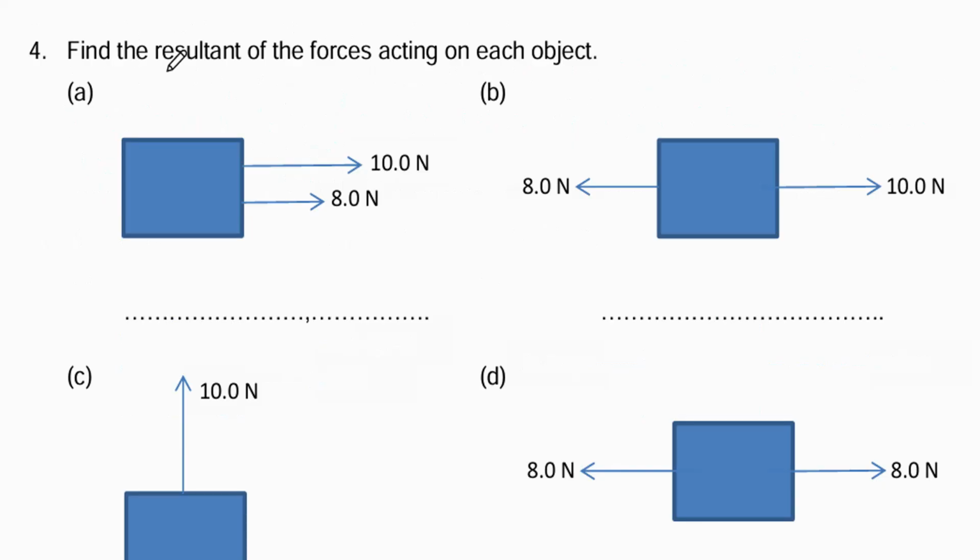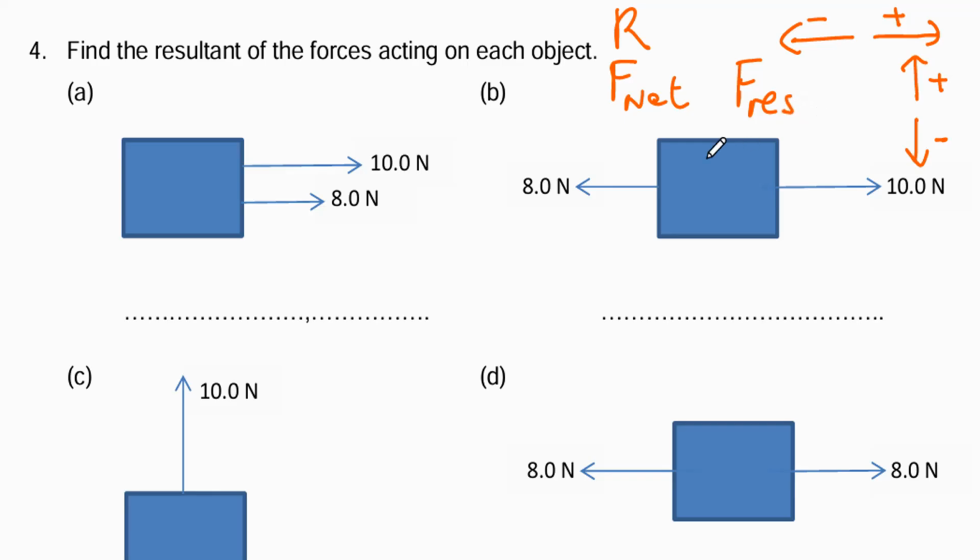In question 4, we have to find the resultant of the forces acting on each of these objects. We know vectors have direction, so conventionally we can choose to the right as positive and to the left as negative, up as positive and down as negative. Then in terms of notation that we can use for the resultant, we can either use R for resultant. If we're dealing with force vectors, we can also use F net or F res for the resultant. So let's look at A here.